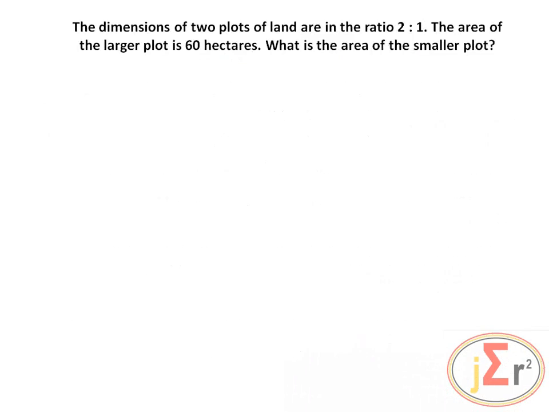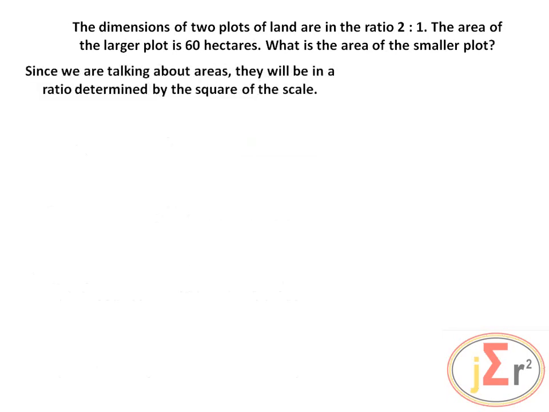The dimensions of two plots of land are in the ratio 2 to 1. The area of the larger plot is 60 hectares. What is the area of the smaller plot? Since we are talking about areas, they will be in a ratio determined by the square of the scale. So where we have 2 to 1, the areas will be 2 squared to 1 squared, which is of course 4 to 1.